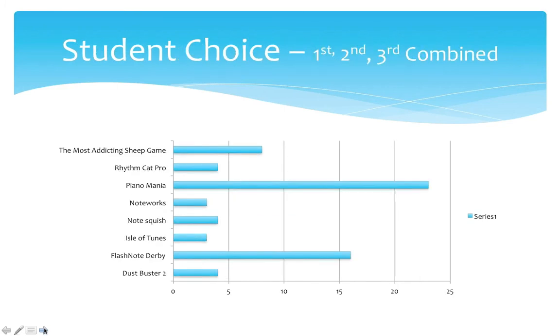And then if I combine the first, second, and third choices, we see some others added on there. The Most Addicting Sheep Game. That's one you hand your students and say, hey, good luck. You give them a little bit of instruction, but it's good for helping them find a beat. Rhythm Cat Pro. Note Squish. I'd like to try that one as well. I haven't seen that one. And then Dustbuster 2 is another one by JoyTunes.